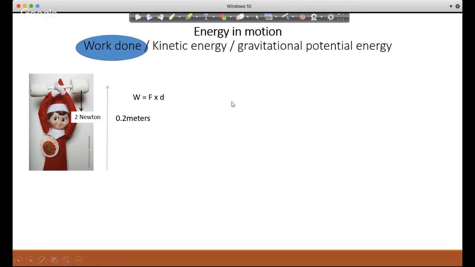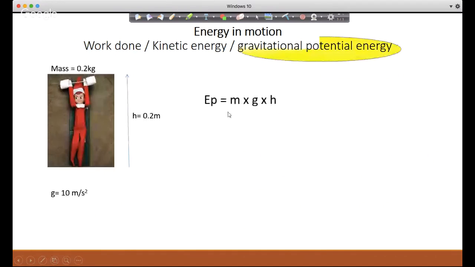Now let's have a look at how that work done helps us understand the amount of gravitational potential energy in the dumbbells that the elf is lifting. Gravitational potential energy equals the mass times the strength of gravity times the height. So gravitational potential energy depends on how high you're lifting something. In this case, the object has got a mass of 0.2 kilos. We're lifting it up by 0.2 meters, the strength of gravity there being 10 meters per second. So we just times all those numbers together, 0.2 times 0.2 times 10.